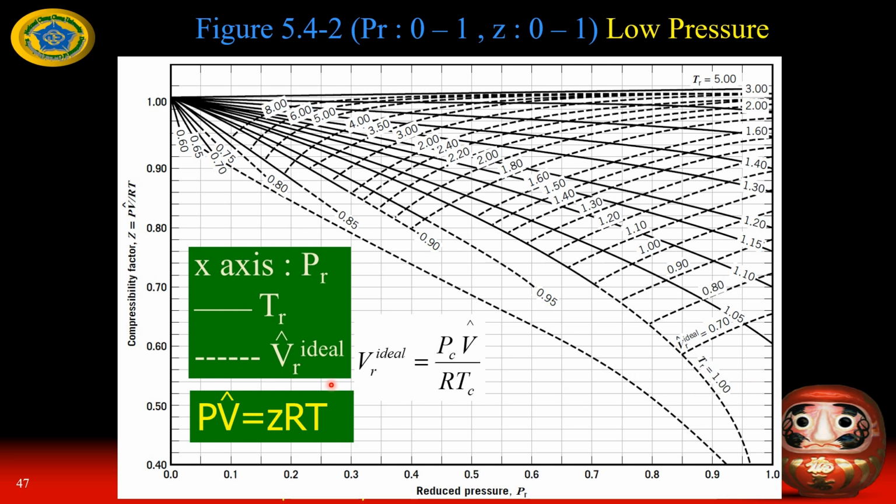The important thing is VR ideal. How do you get VR ideal? Using this equation. I won't give you this equation in your final exam, so you need to remember it. Actually, this is not difficult at all to remember.